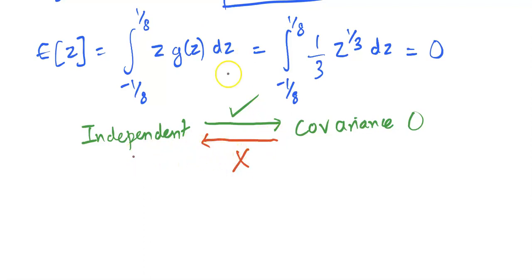So just to reiterate, if two random variables are independent, they will have 0 covariance for sure. Whereas if two random variables have 0 covariance, they may or may not be independent. So this statement doesn't hold true both ways. So we have to be really careful when we're making conclusions using the covariance. And that, my friends, is the key lesson to be learned from this video.